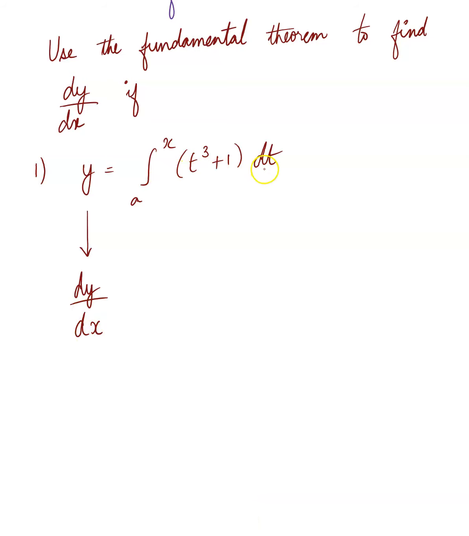The variable of integration is t. Remember the theorem looks like that too. So dy over dx is what we're trying to find. So I'll say dy over dx of the integral from a to x of t cubed plus 1 dt.